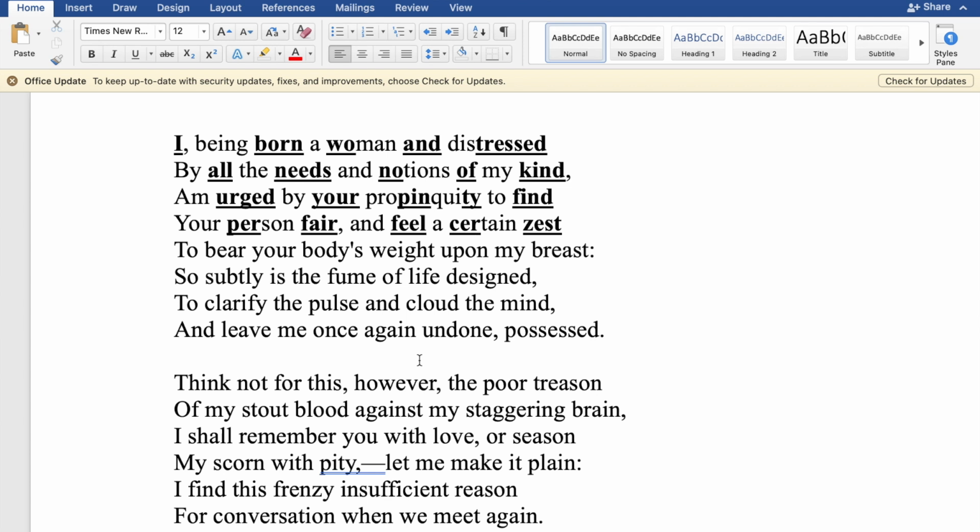I, being born a woman and distressed by all the needs and notions. I mean, obviously, you're never going to read it that way, but by arranging the words in this way, you create this kind of ordered pattern of beats in the line. And that's something known as iambic pentameter, because there are 5 stressed beats in each line. Now, in your version of a Petrarchan sonnet, you don't need to really stick to this. It's not a hard and fast rule, but give it a go. We want to create this kind of song through language, this rhythmic element.